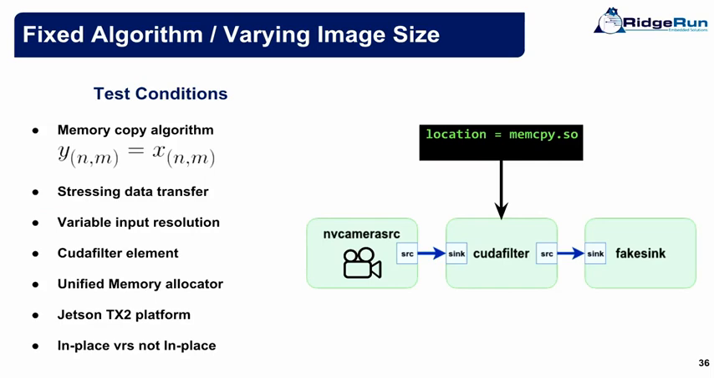So now we want to change our test conditions a bit. We don't want to test compute capabilities, but we want to test data transfer, the data throughput that GstCUDA may offer. For that, we developed a simple memory copy kernel. It just takes the input pixel and assigns it to the output pixel. That way, we can stress data transfer, again in the TX2, using our Cudafilter element and again the unified memory allocator.